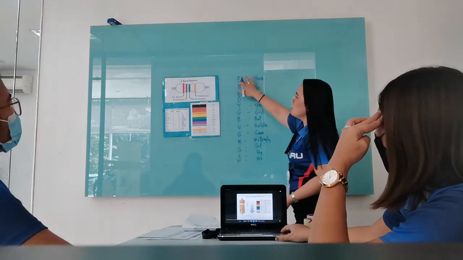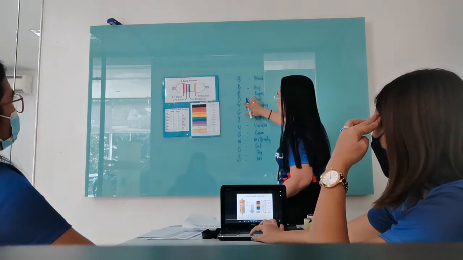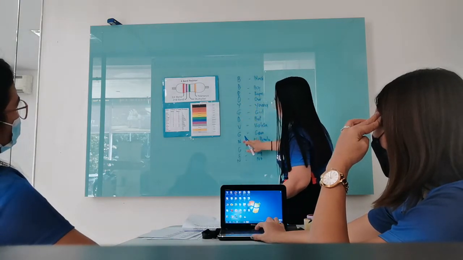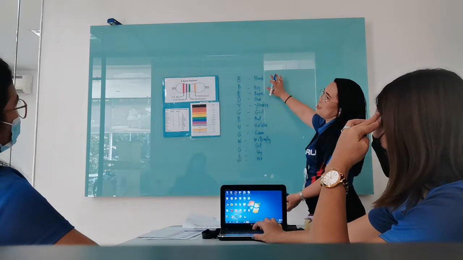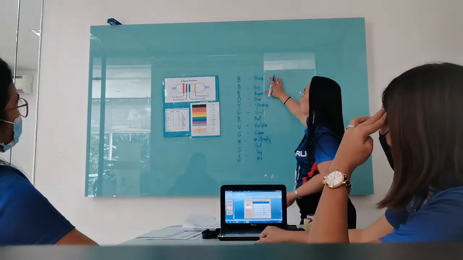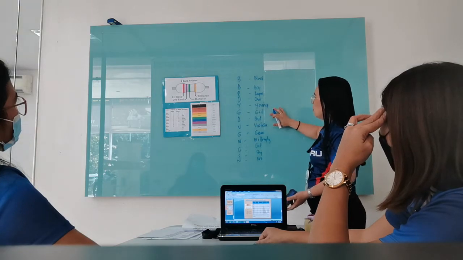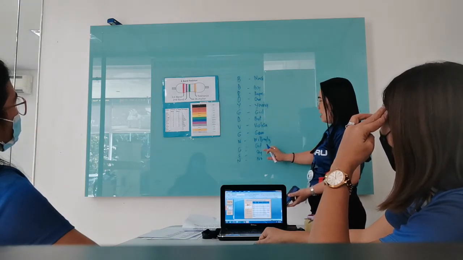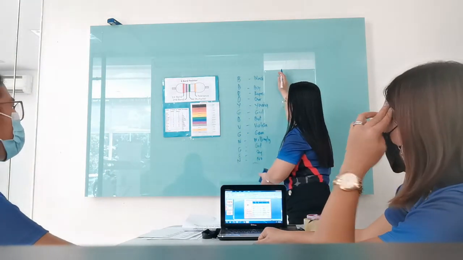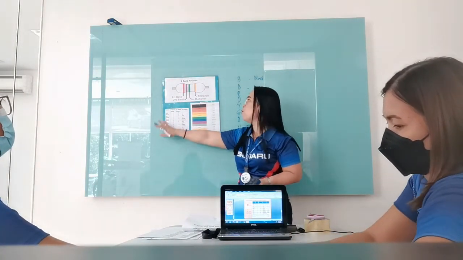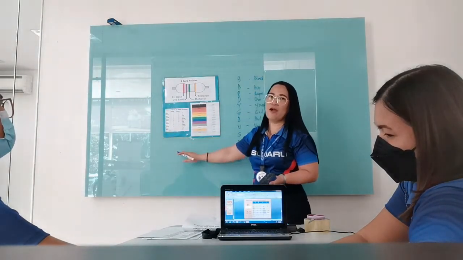So this is for the black, brown, red, orange, yellow, green, blue, violet, gray, white, gold, silver, and no color. So the corresponding phrase for that is: bad boy raped our young girl, but Violetta gave willingly, and God says no. Okay, so this is a very easy tip for you to remember the chronological order of the colors for the resistor's color coding chart. Do you have any clarifications before you take the short quiz?